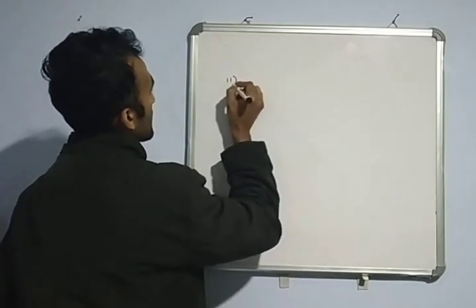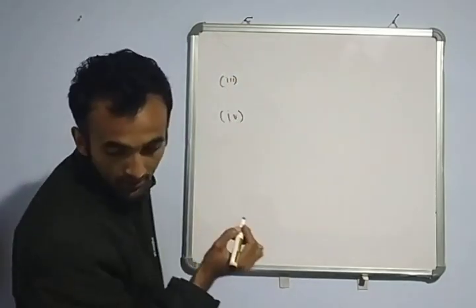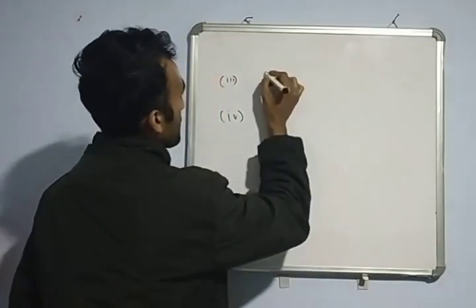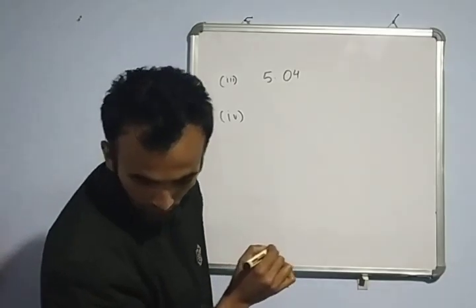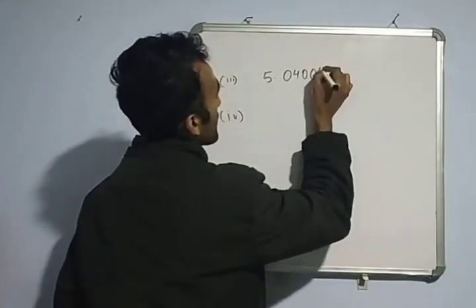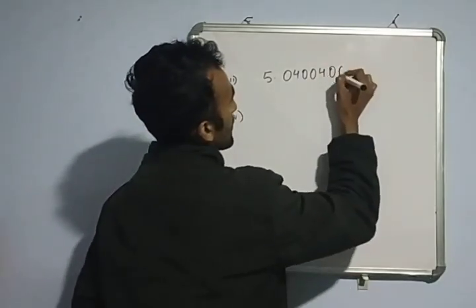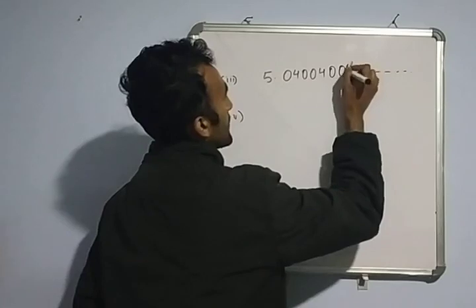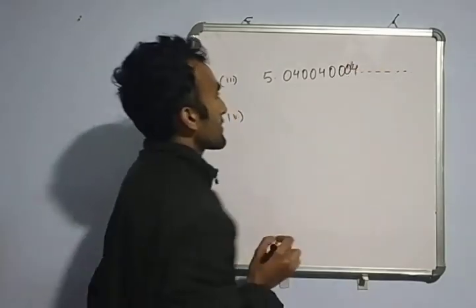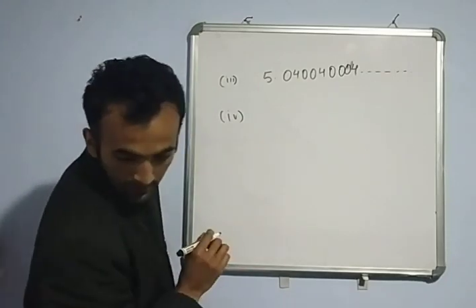Number 3 and number 4, these are two questions I'll write here. You try it by yourself. Sub number 3 is 5.04, 004, and 0004, dot. Let me know whether it is rational or irrational. You comment to me.